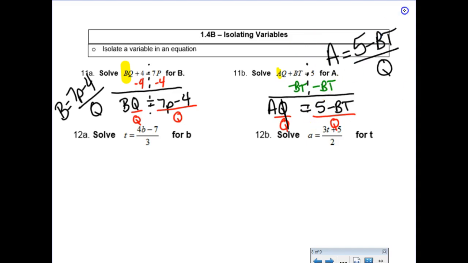So your job is not to clean this up, your job is to isolate one variable, and once you have that done, you are done. Don't do any more work.